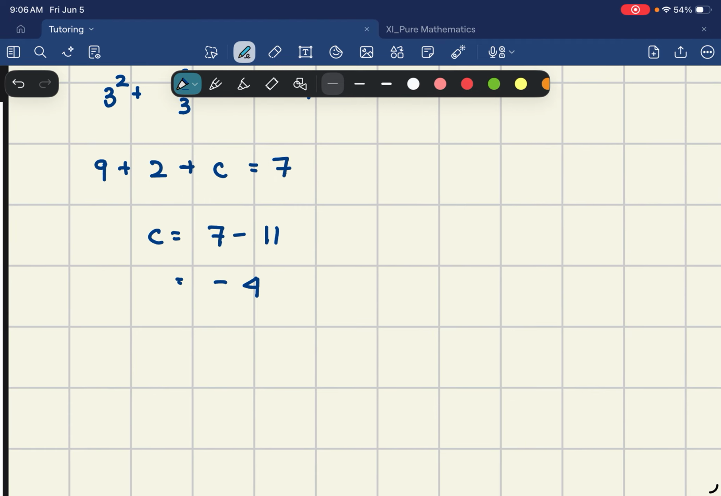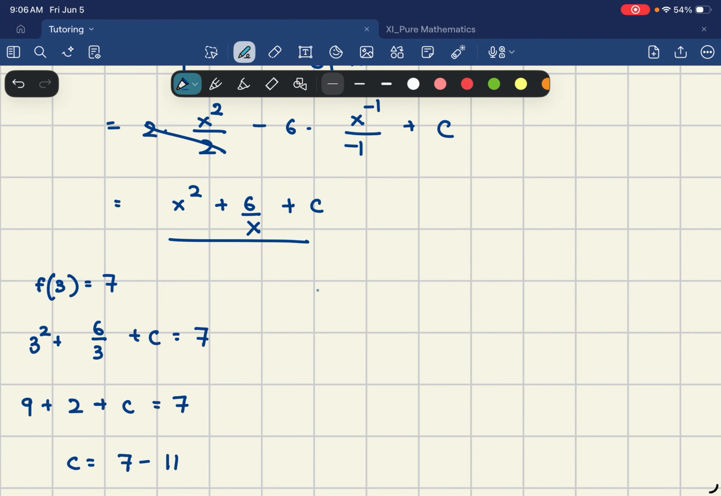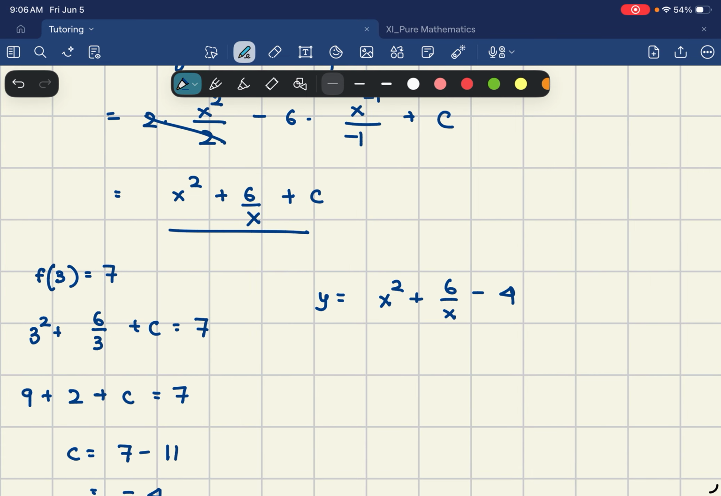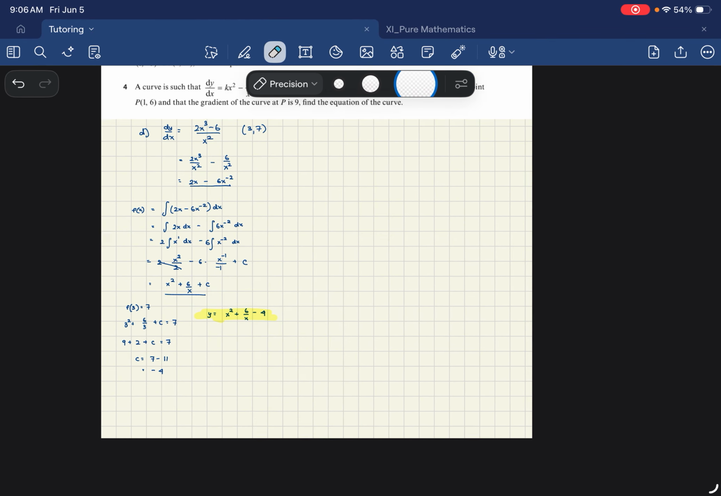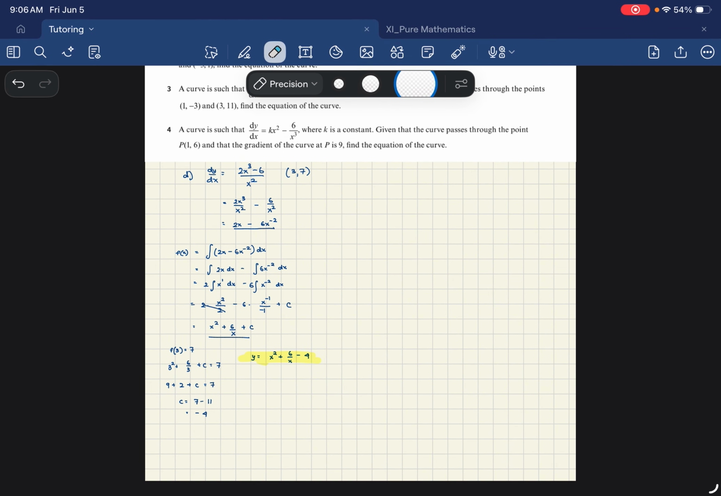And finally, the equation that we were looking for, you can write y is equal to x squared plus 6 over x minus 4. And that is it. That is going to be the solution that you were looking for. All right. So we are done.